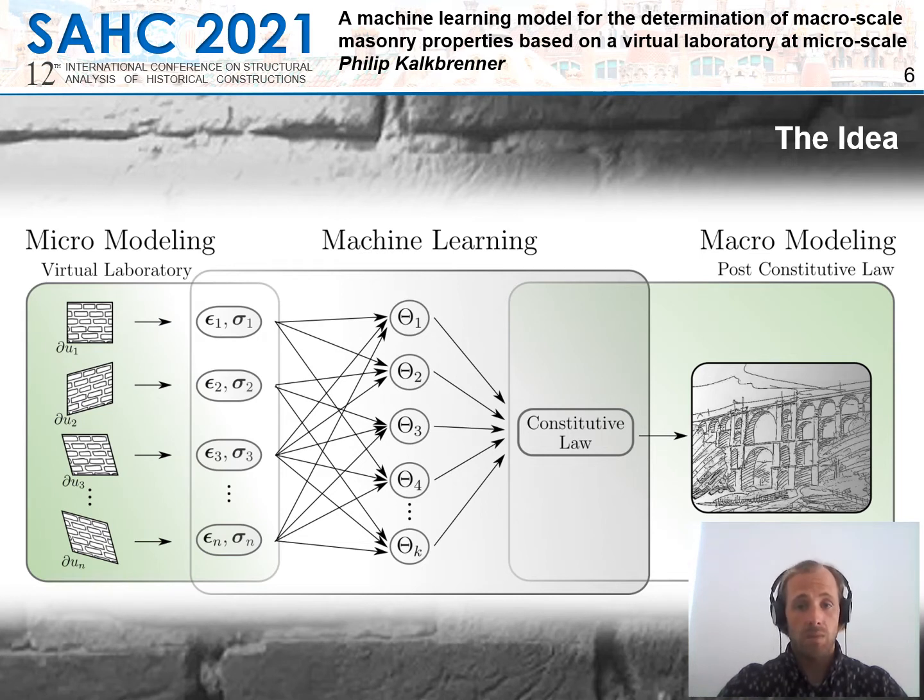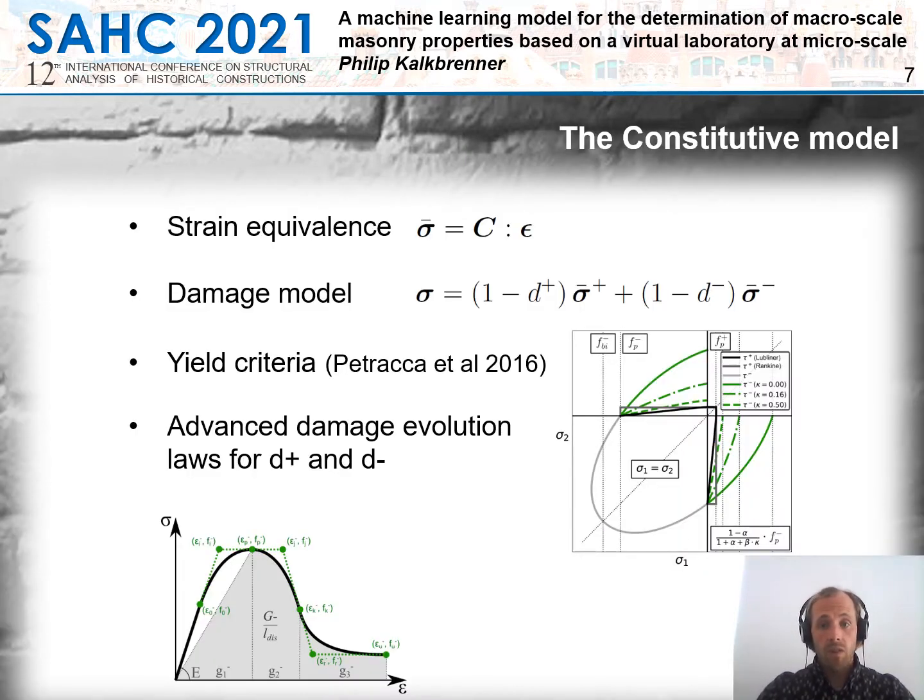So as we explained, we are trying to combine micro-modeling and macro-modeling with machine learning. On the one hand, we have this micro-model looking part. On the other hand, we have the macro-model part where we are able to analyze large-scale structures. And both are connected by a machine learning model, which is giving us a constitutive law on the macro-scale level. So first of all, we need to define this constitutive law.